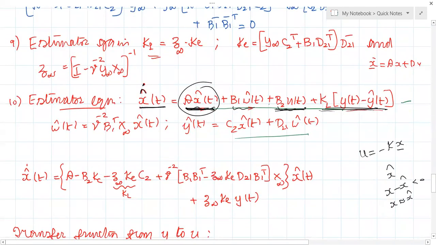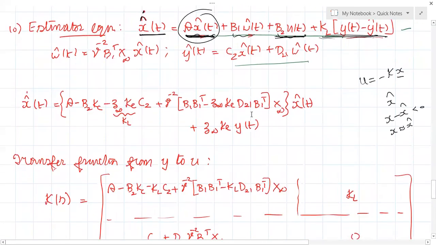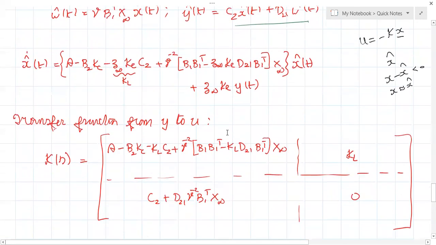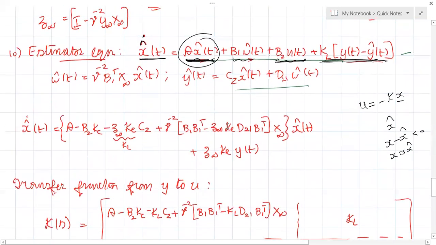This will be the same as the plant dynamics only. Since we cannot measure all the states, we are trying to design an estimator. Instead, we can write this as u hat instead of u. In the estimator equation, you had written B2 into U of T, sir. I'm asking if U and U hat are the same here.